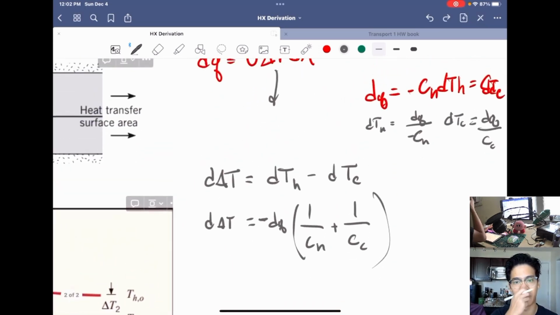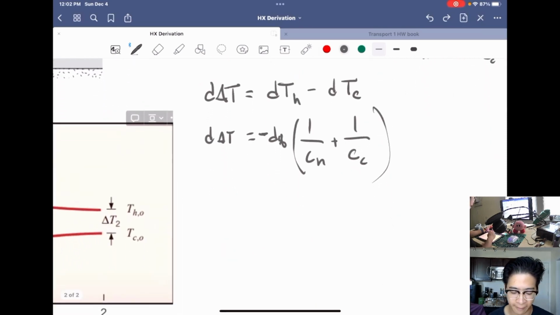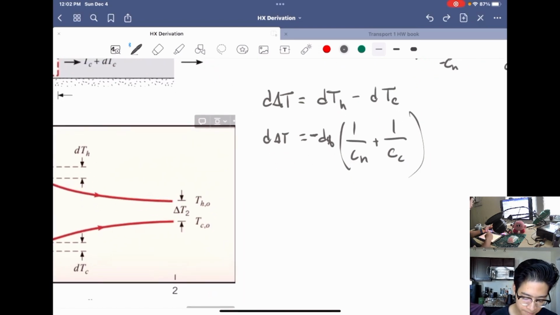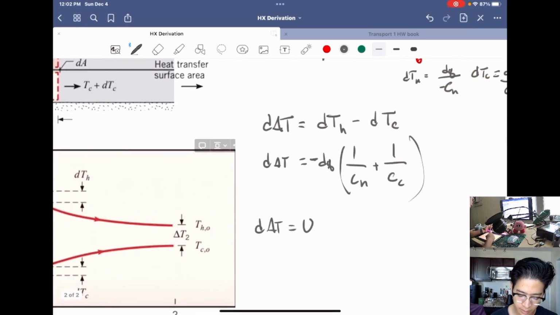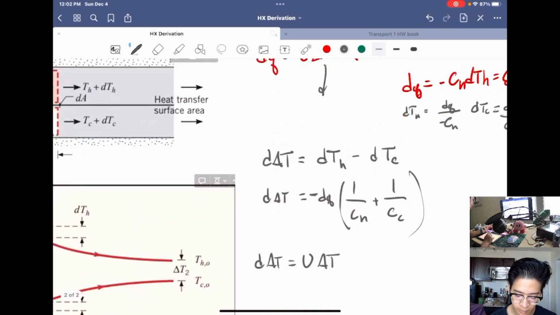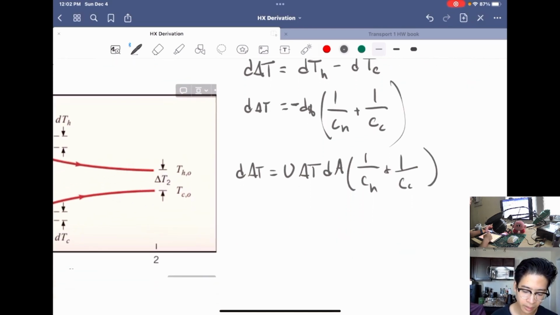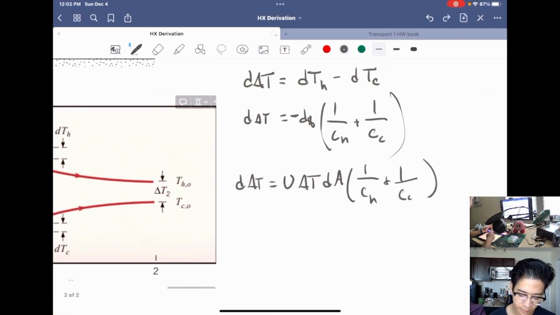Okay, and now it might seem odd at first because hey, we're finding a term for delta T, but then we're plugging the whole expression back into it. What's going on? Trust me, it just works out. The algebra will work out. It's a little tricky algebra, but it will work out. So this will become the differential change in temperature is equal to the overall heat transfer coefficient, delta T, differential area, over 1. Okay. Now what?